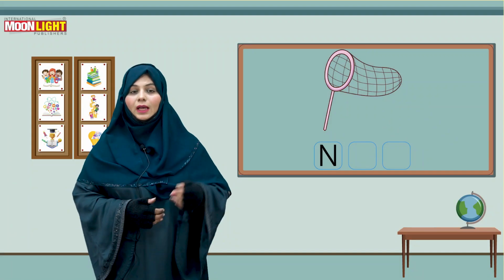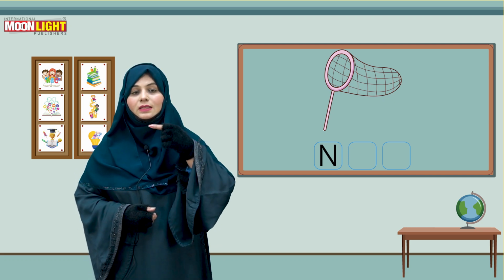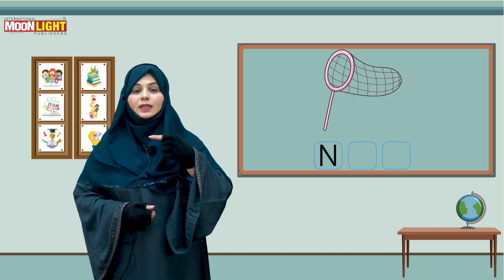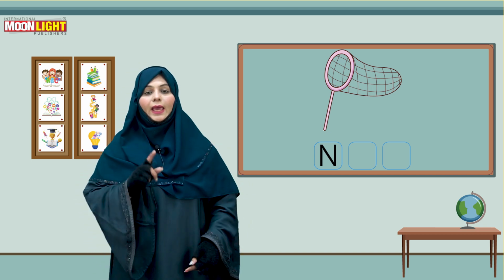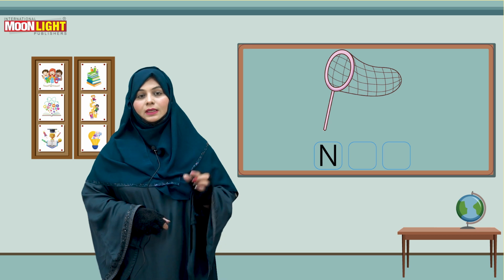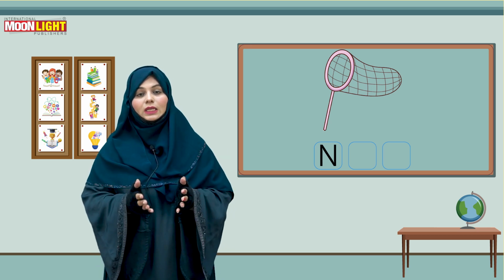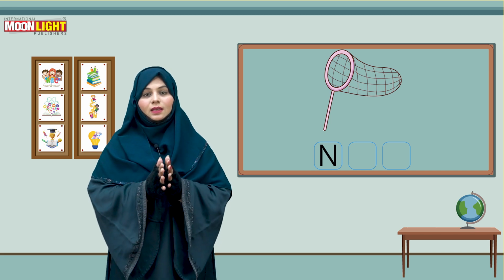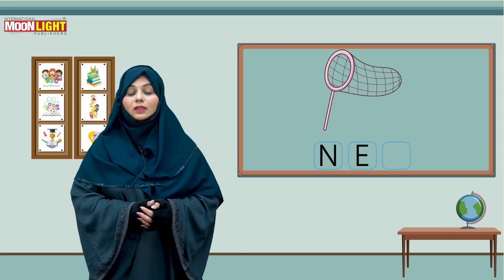In the second block, I am going to read it again. You have to focus on the second sound of net. It's net. N. I am cutting N. Now "e", and A is the sound of E. E says A. Yes, here we are going to write letter E.